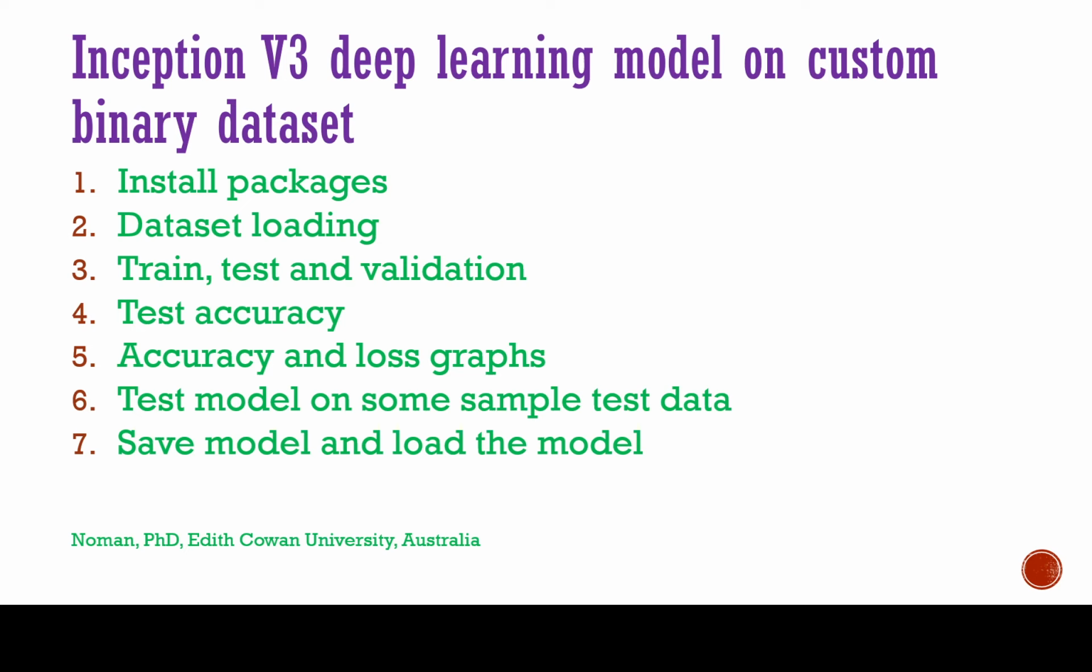into training, test, and validation sets. We are going to train our model on the training set, validate our model on the validation dataset, and finally, we will test our accuracy on the test set. We will learn plotting the accuracy and loss graphs, and testing our model on some sample test data. After finishing the training, we will learn how we can save this model and load this model for future use.